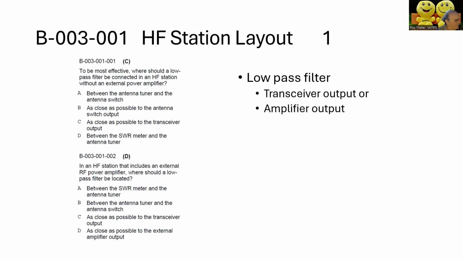So here are some of the questions on HF station layout. To be most effective, where should a low pass filter be connected in an HF station without an external power amplifier? And this is a low pass filter, so it should be connected as close as possible to the transceiver output. In an HF station that includes an external RF power amplifier, where should the low pass filter be located? That would be D, as close as possible to the external output of the amplifier.